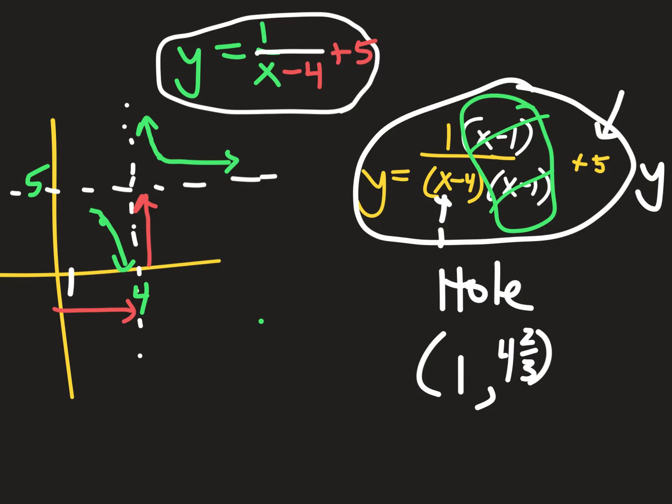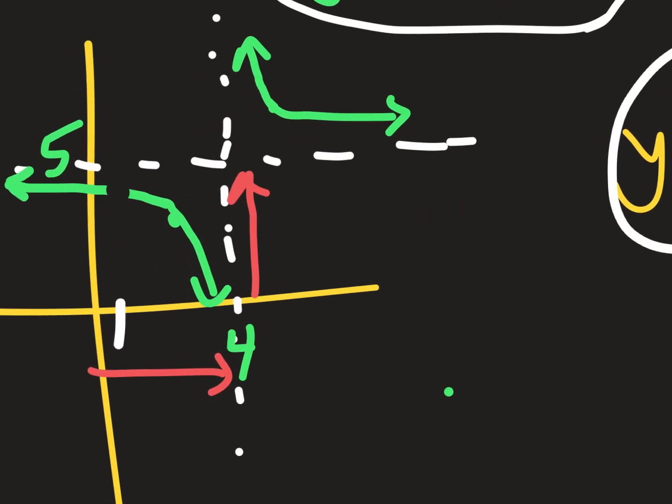So here's my green line. I'm going to continue my green line out. Gets closer and closer to the asymptote, never touches it. And then I'm going to go punch a hole in it at 1. See how it's just a little less than 5? Like maybe 4 2/3.